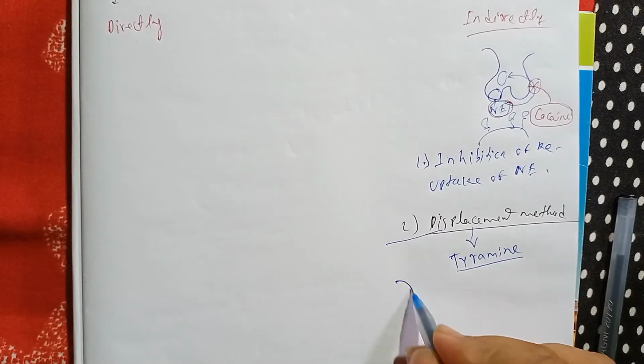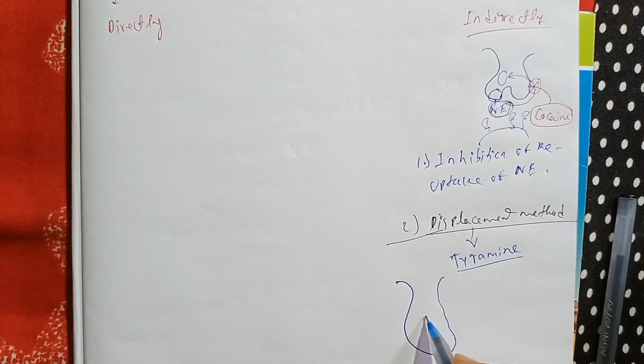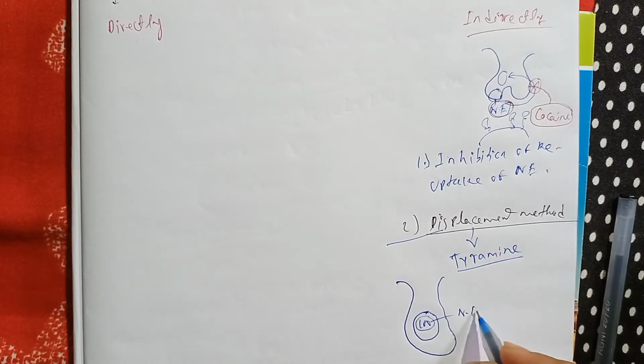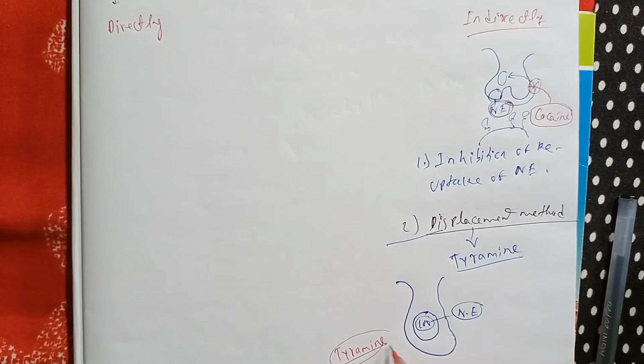Suppose there is the presynaptic membrane, and the vesicle is here. Within the vesicle, I am considering 100 molecules of norepinephrine. How much? 100 molecules of norepinephrine. And I am giving the drug tyramine, and this drug has the capacity to go within the vesicles.